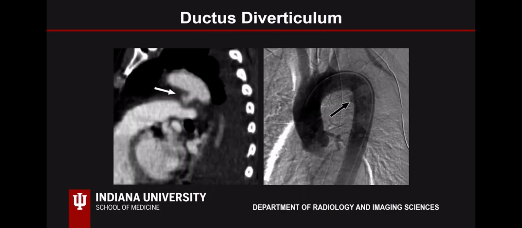Here's a companion case of another patient with a ductus diverticulum who received imaging following a motor vehicle collision. Again, a finger-like tubular projection of contrast arising from the proximal descending thoracic aorta at the level of the ligamentum arteriosum. This is a congenital variant ductus diverticulum and not an aortic injury.